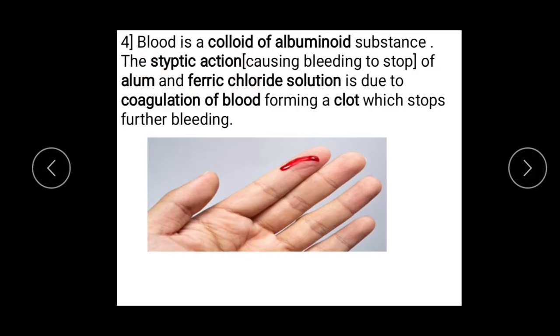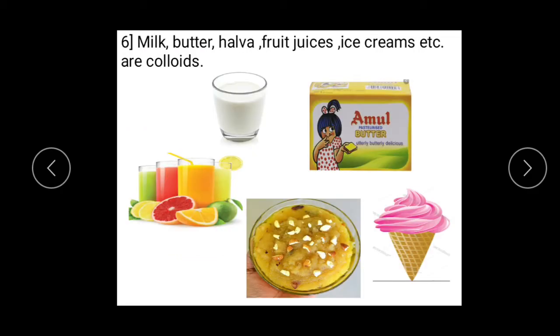If you rub alum or ferric chloride on a bleeding wound, coagulation will take place and clot will be formed and the bleeding will stop. So you may be asked a question that why does bleeding stop when alum or ferric chloride is applied on a bleeding wound? Then you have to give the answer that coagulation of blood takes place and clot is formed.